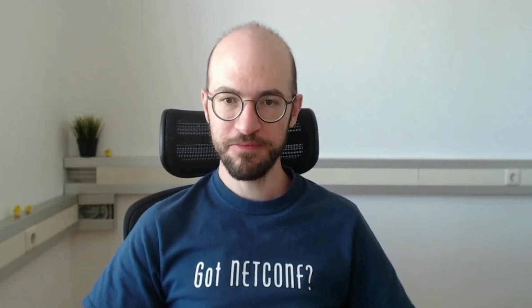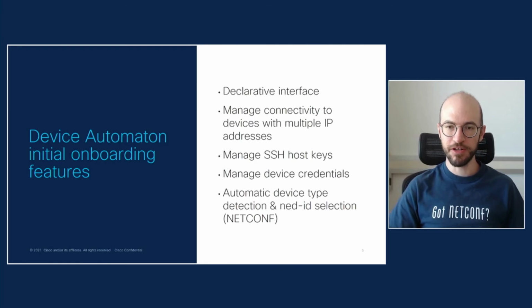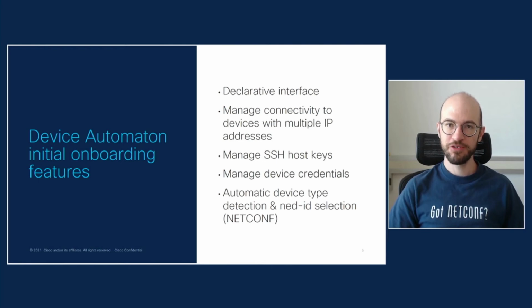And let's briefly describe some of the other features that I didn't show you. I showed the declarative interface, the ability to monitor connectivity to multiple management endpoints. You can configure the automaton to accept the first SSH host key of the device it sees and then stick to it, or accept any SSH host key on the device as it changes. We also showed how to use the automaton to change the device management credentials, including removing the factory credentials.